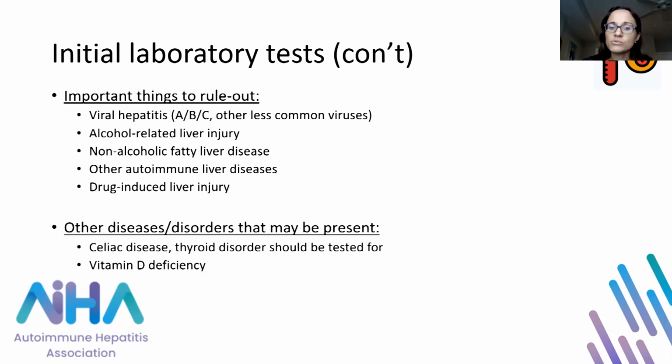There are also some disorders and diseases that we will check for to see if they're actually present at the time of diagnosis. And that includes celiac disease, which is more common in patients with autoimmune hepatitis, as well as thyroid disorder. So both of these should be tested for when you're suspecting autoimmune hepatitis. And then also vitamin D deficiency is recommended to be tested for.